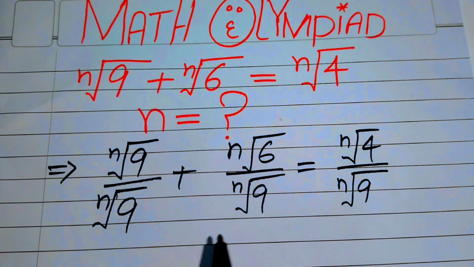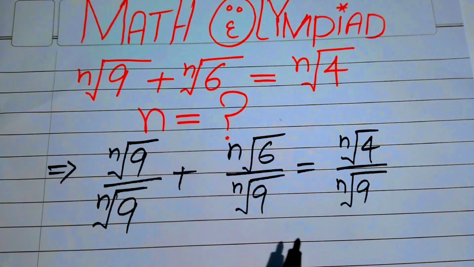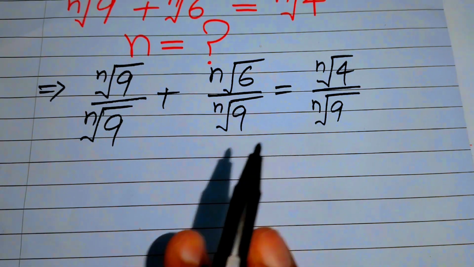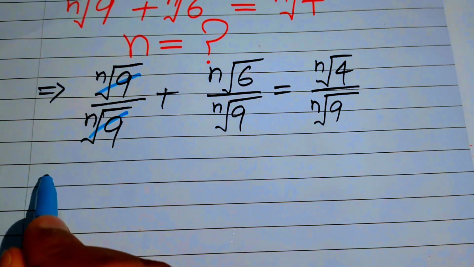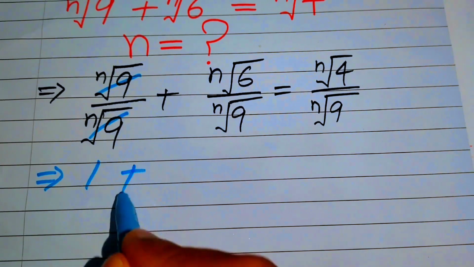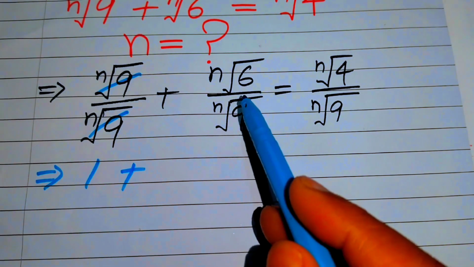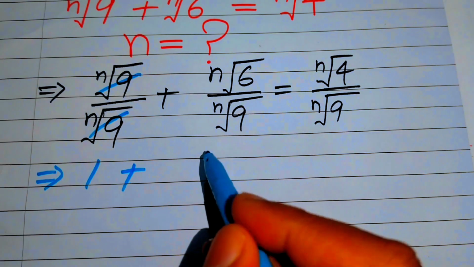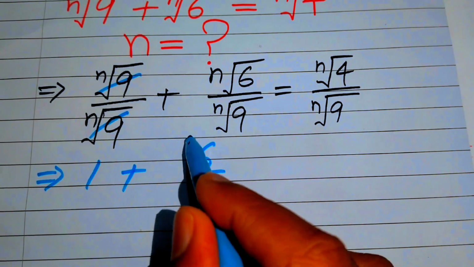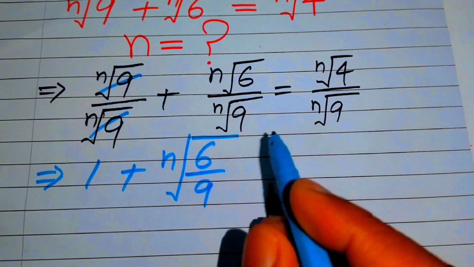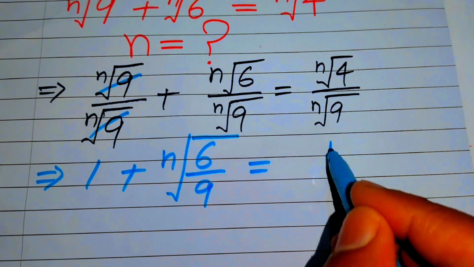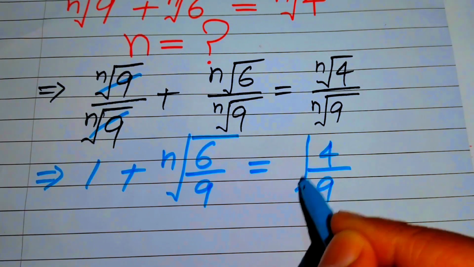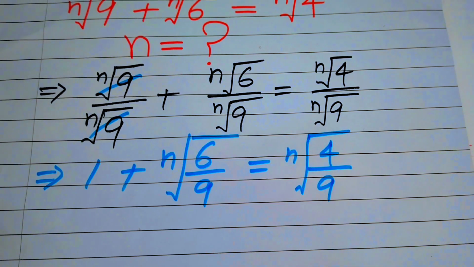So here we divide each term on both sides by nth root of 9, and now we make a little bit of simplification. The very first thing is, you see, these two terms cancel each other, and we get 1 plus, here we combine the nth root of 6 and 9 and write it as 6 over 9 whole nth root, equals, similarly, we combine the nth root of 4 and 9 and write it as 4 over 9 and its nth root.